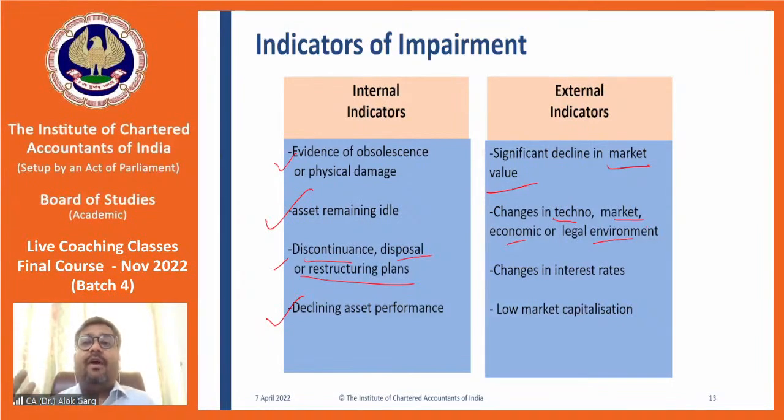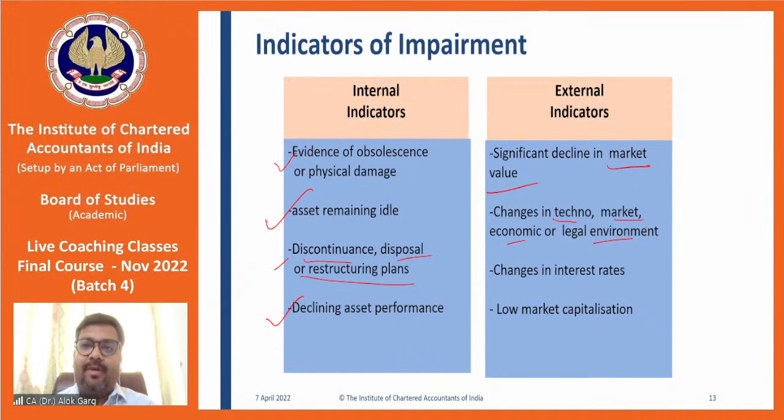Changes in economic environment. For example, the Russia and Ukraine war. This is again an external indicator of impairment. The steel prices are going up, the metal prices are going up, the fuel prices are going up. This is an indicator of inflation, and an external indicator of impairment, because the market or economic environment is changing.